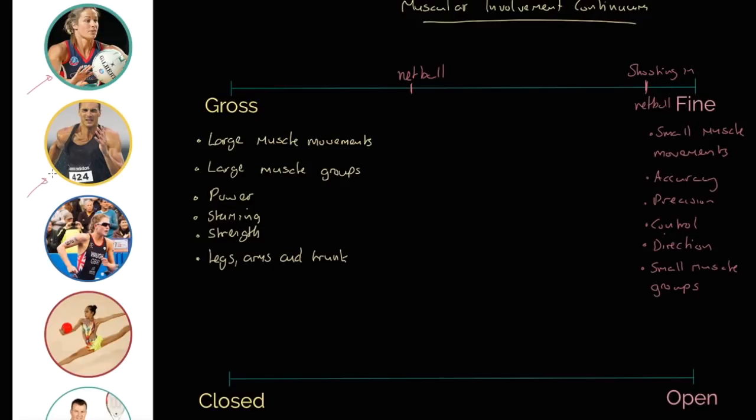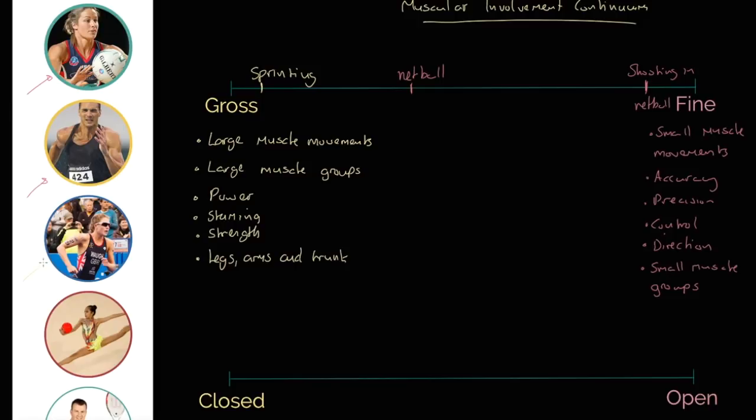Let's take sprinting. Now, I reckon you can have a pretty good guess that sprinting is down here towards the gross end. Why? How could we justify that? Well, it's large muscle movements, large muscle groups. It involves power, strength, and it's a movement of the legs, arms, and trunk. So therefore, it's a gross movement.